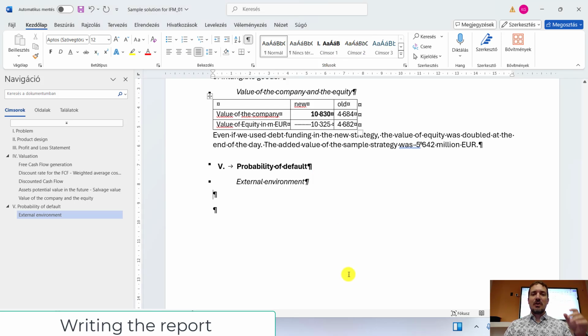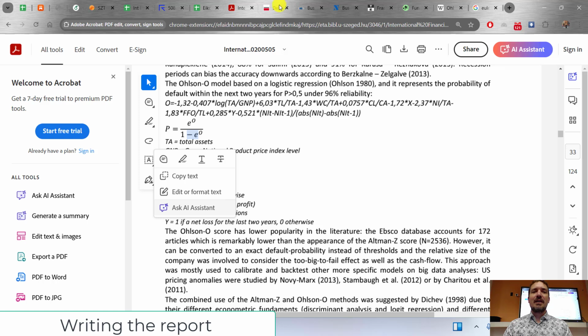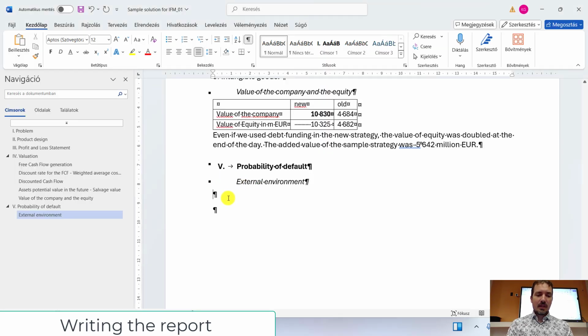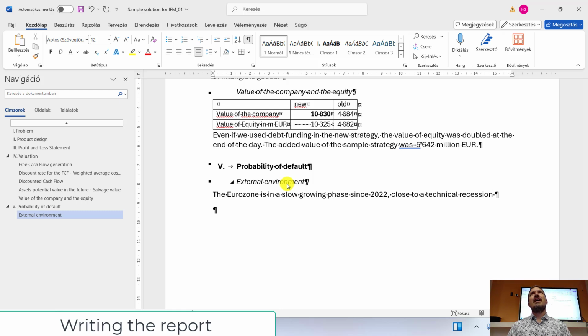External environment. Since I was able to collect so much data about the external environment, we can say something about this. The Eurozone in 2024, sorry, the Eurozone is in a low growing phase since 2024, close to technical recession. It's really strange that we can see that employment data is really high.